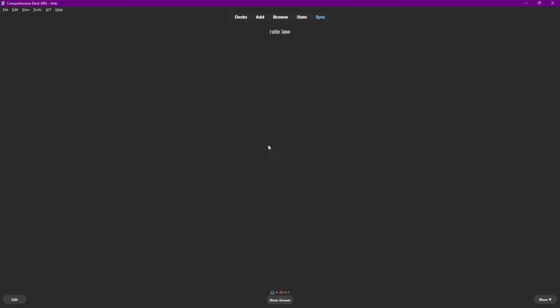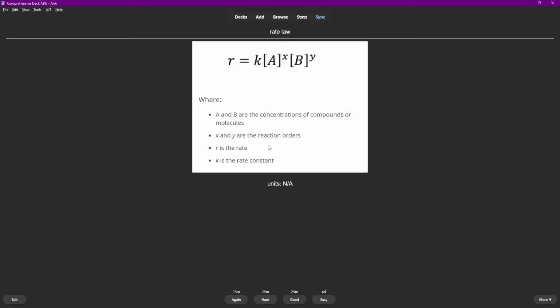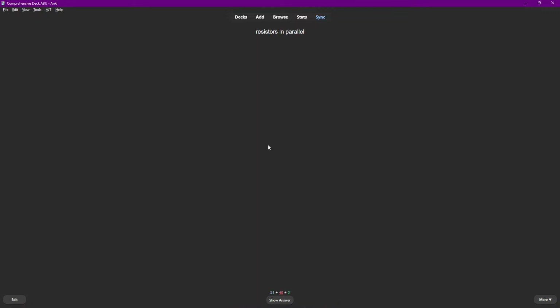Rate law. Are you talking about rate is equal to k times A, or e to the negative Ea over RT? Or is it asking about the generic? It is asking about the generic. Resistors in parallel. 1 over R equivalent is equal to 1 over R1 plus 1 over R2.